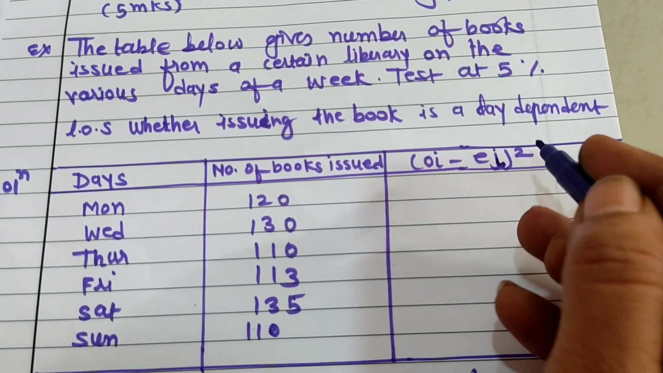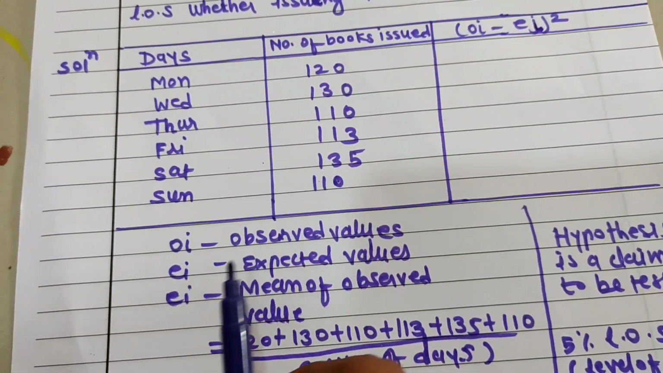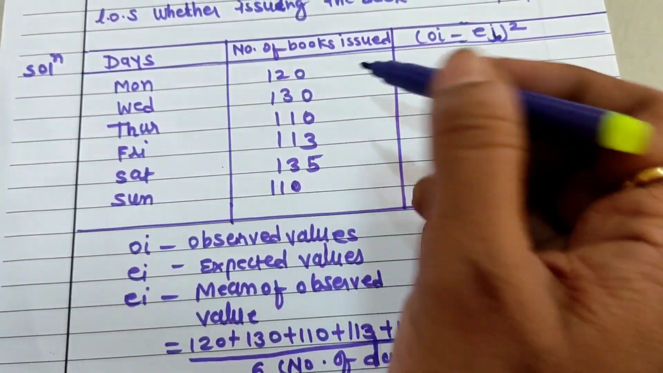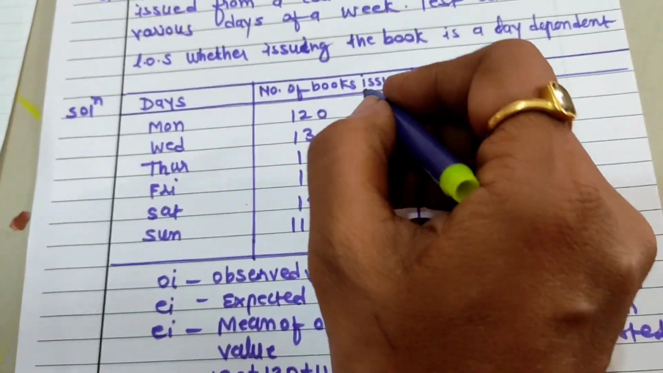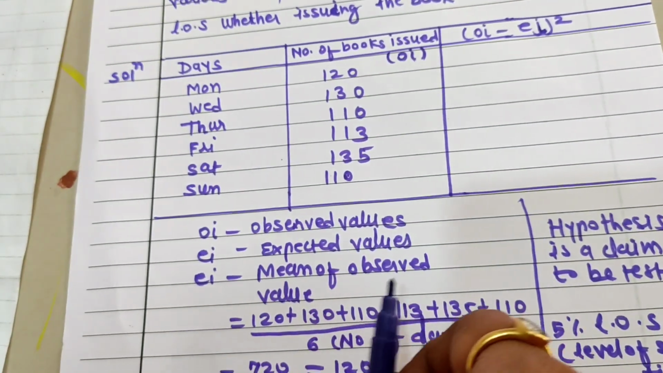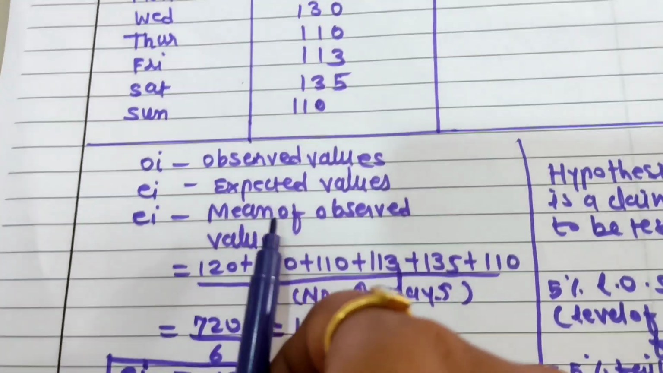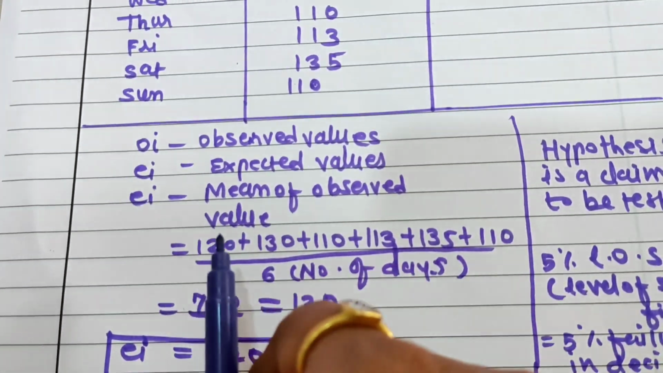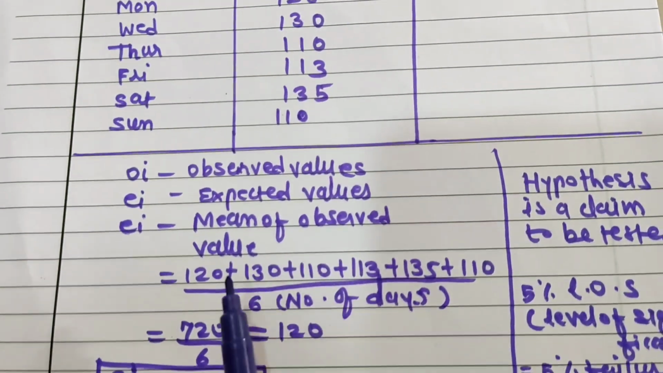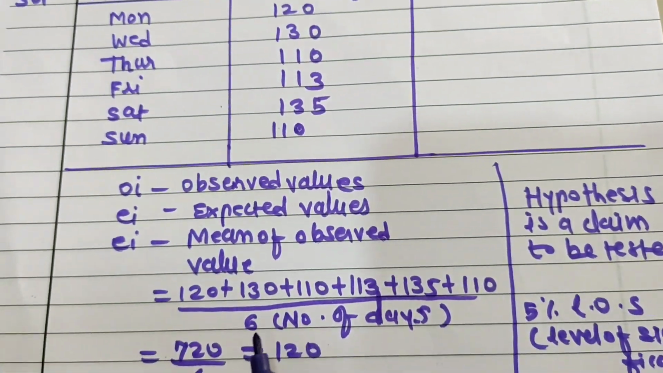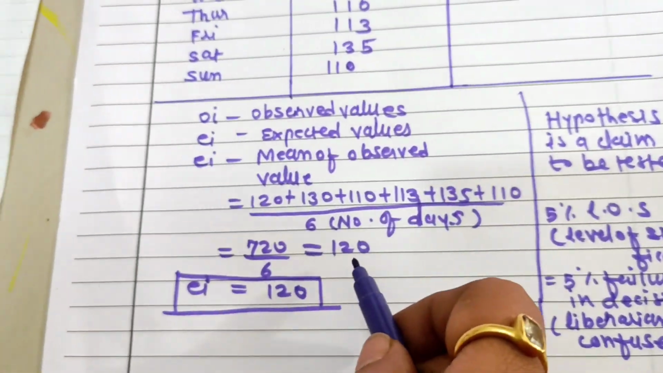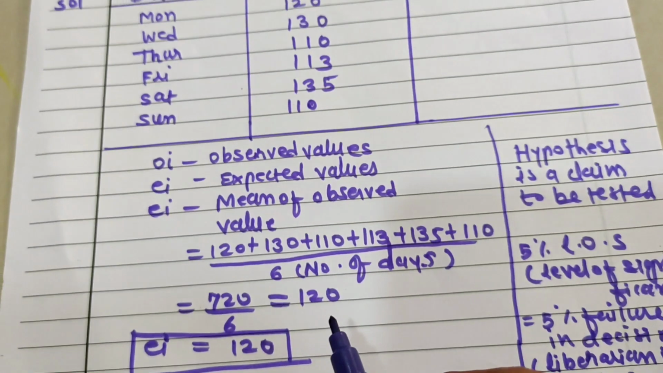OI minus EI square. Okay. Now what is OI? OI is the observed value. EI is the expected value. So how do we get these? These are the OI values, the observed values. But what about the EI? For EI we calculate the mean of the observed values. So we add all the observed values, 120, 130 and so on, and divide by the number of days, which is 6. If we add them we get 720 divided by 6, which equals 120. So EI equals 120.